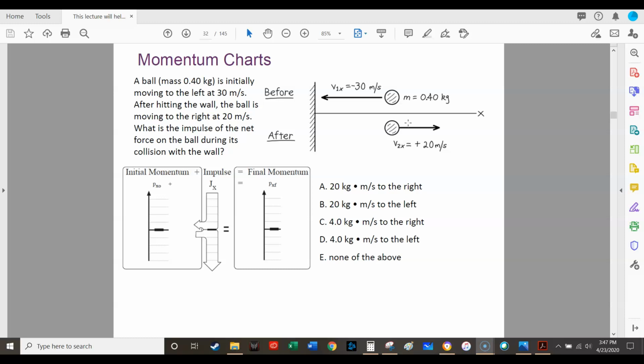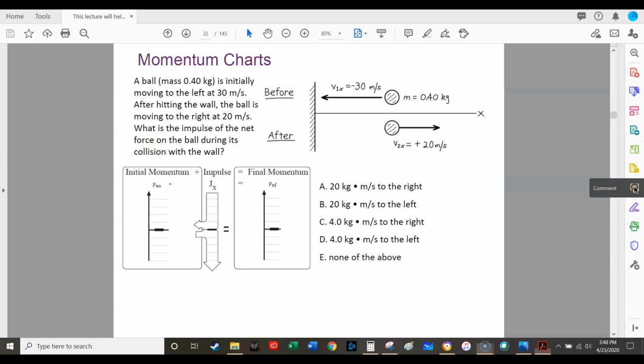So we have a ball of mass m that is traveling at negative 30 meters per second to the left, okay? It's going to hit a wall, and it's going to bounce off the wall at 20 meters per second towards the right, okay? And you're being asked to find what is the impulse, what is the J vector. So we're going to use this momentum bar chart to show you how to build that, but also how to find the impulse, okay?